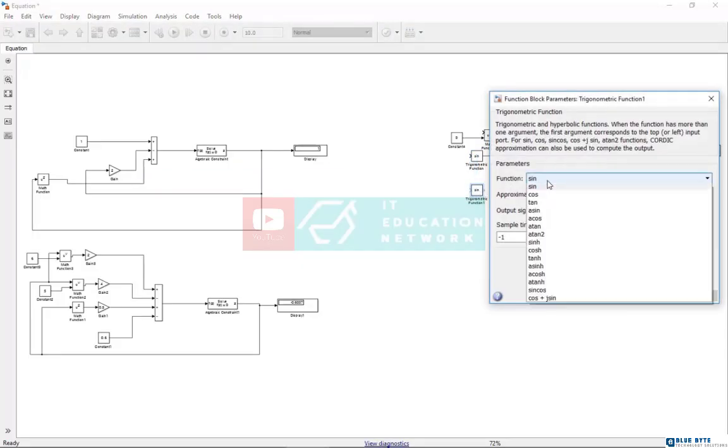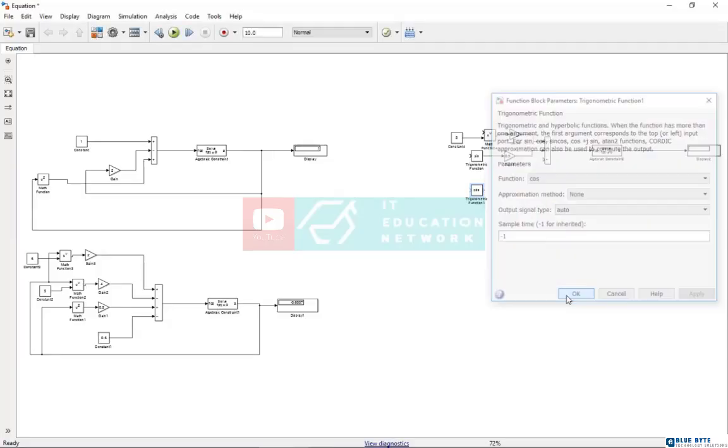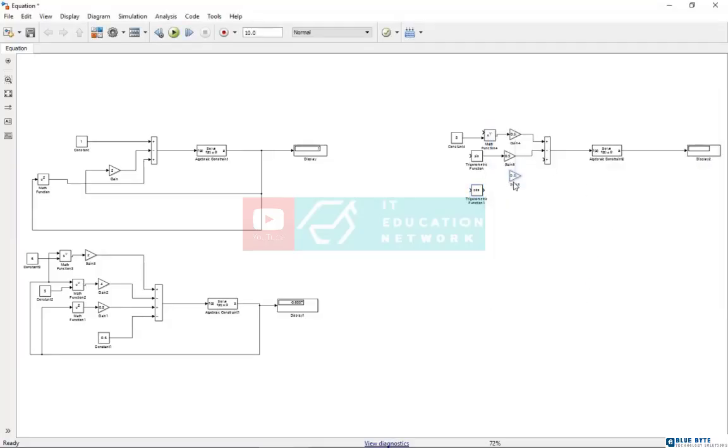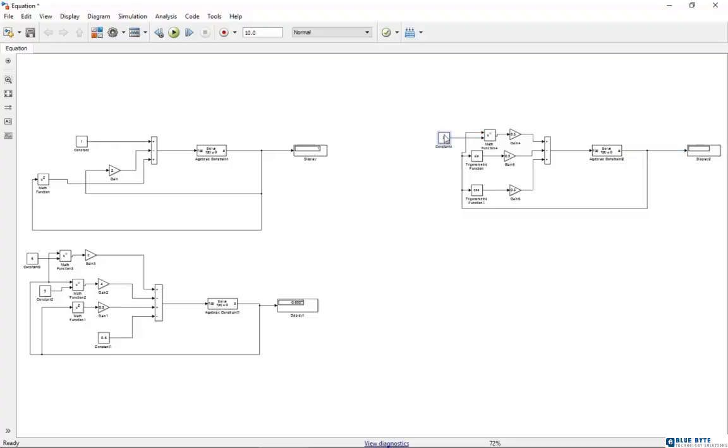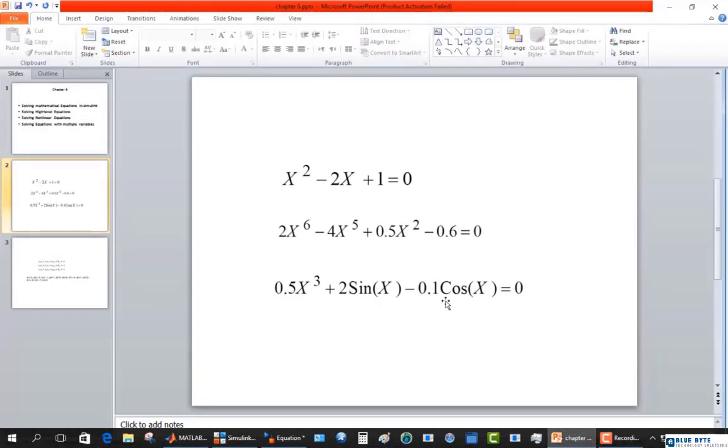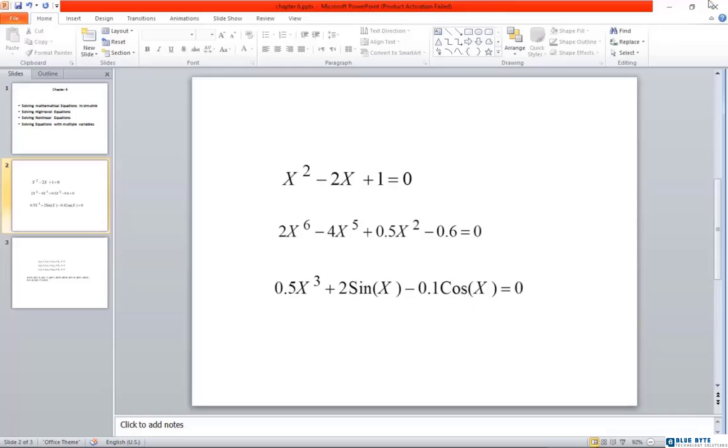The next function is cosine. We change it to cosine. I connect the x to the functions. The gain of cosine x is 0.5 with a negative sign.